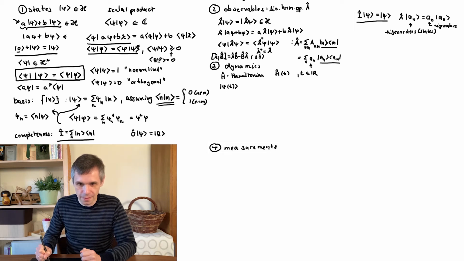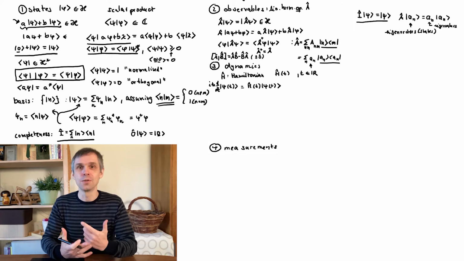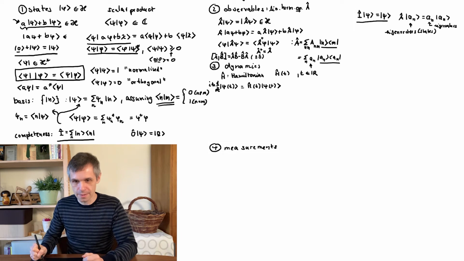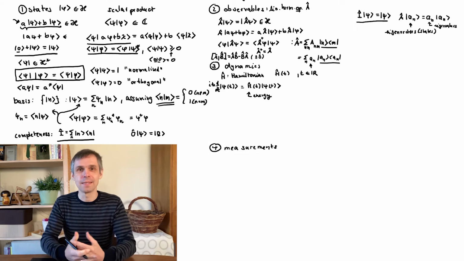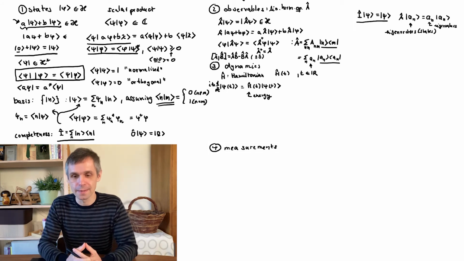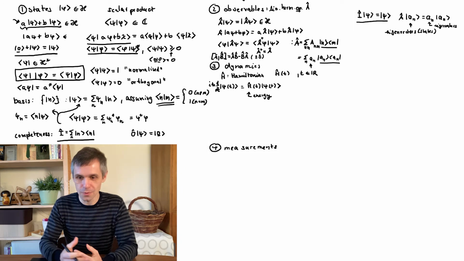And in order to figure out how they change over time, we have the so-called Schrödinger equation, which just looks like this. Now, the Hamiltonian is an observable. It is actually the observable for energy. And this means it is a Hermitian linear operator, and this has consequences for the time evolution.